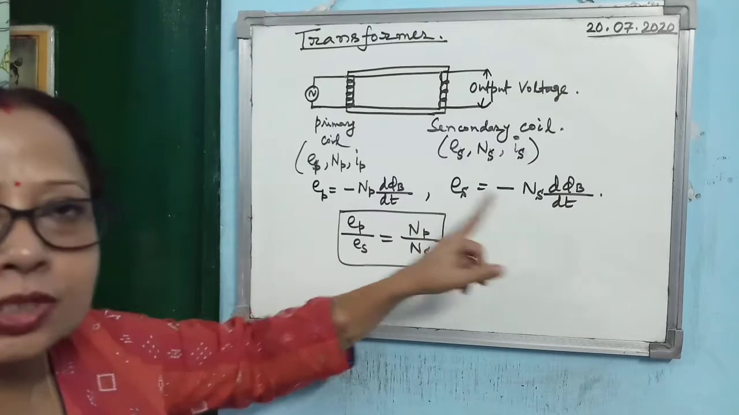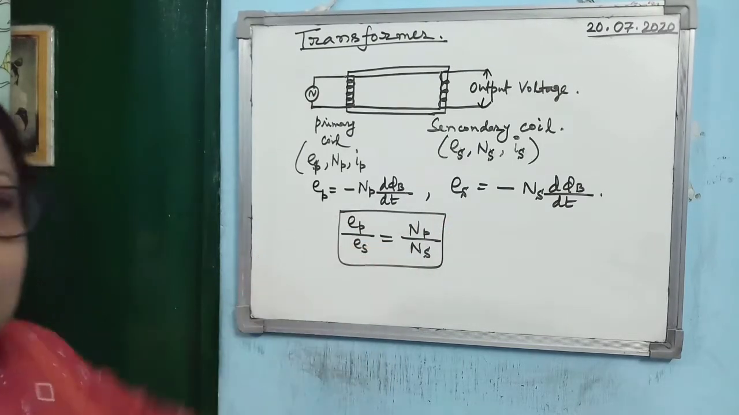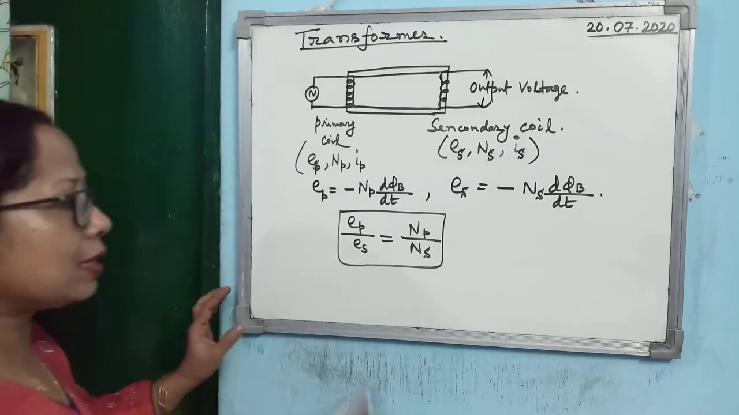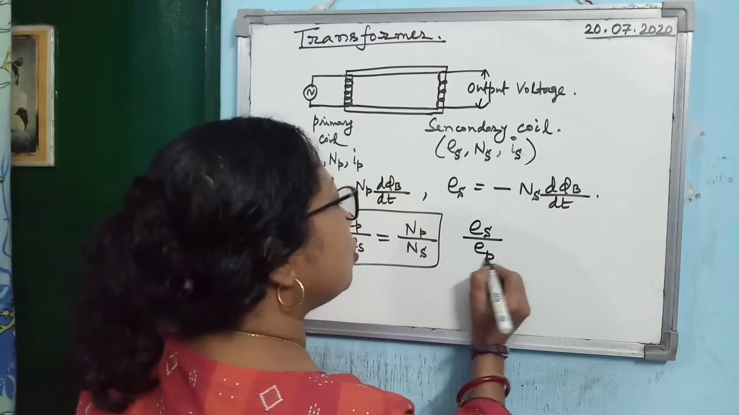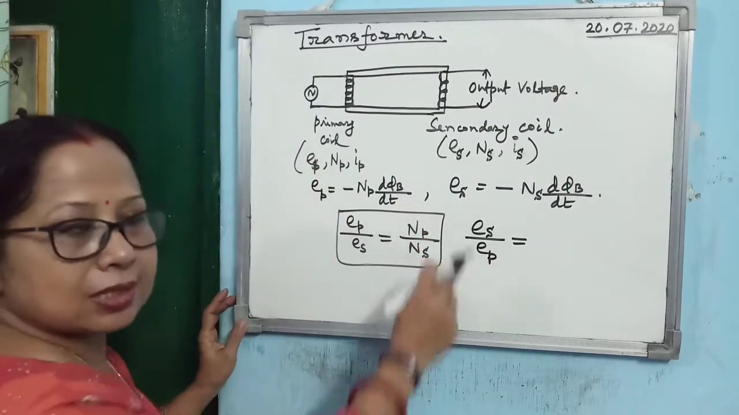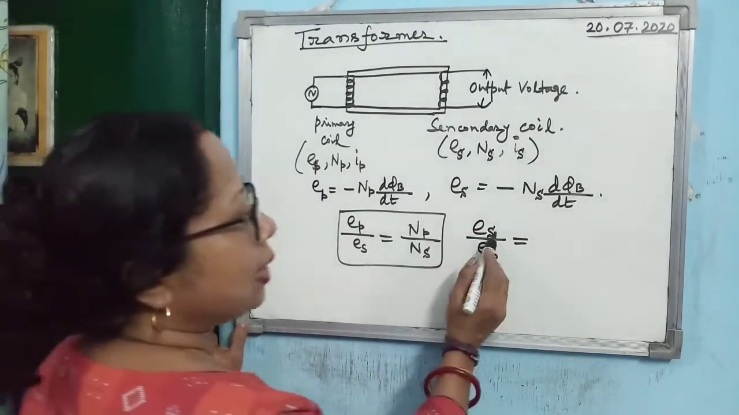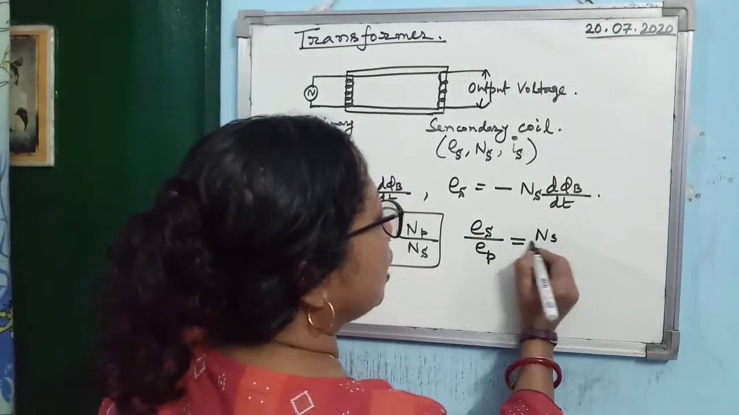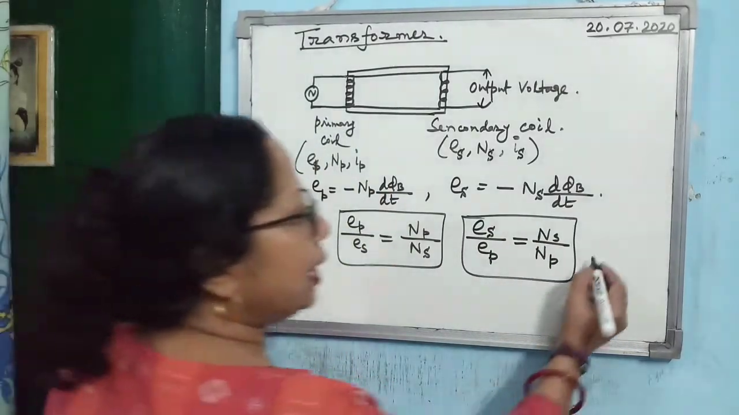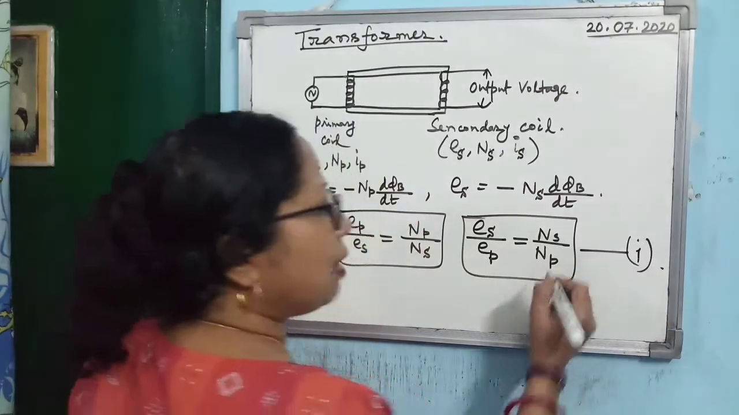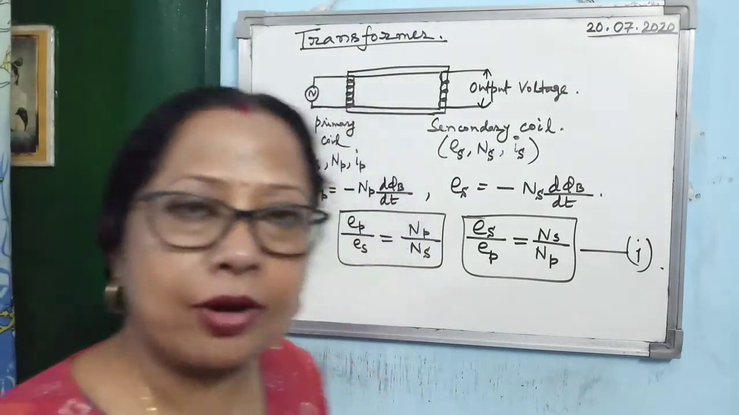So if you divide these two equations, what are you getting? EP by ES is equal to NP by NS, the most important relation. And I hope you can remember, in 10th standard you have written like this: output is the secondary, so we prefer to write the output by input ratio. So we write: ES by EP is equal to NS by NP. Alright, this is one relation. And NS by NP is also known as the turn ratio or transformer ratio.